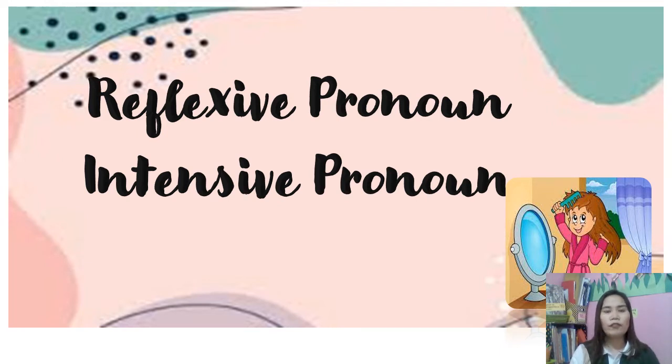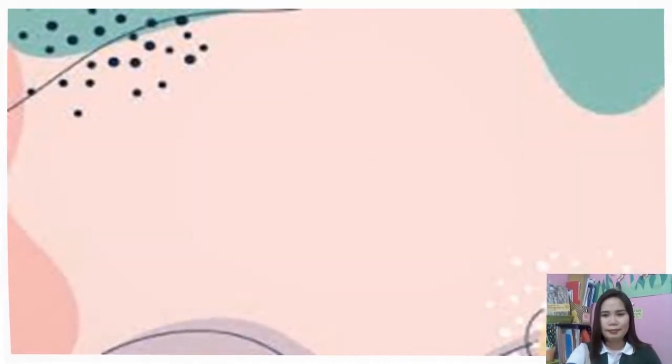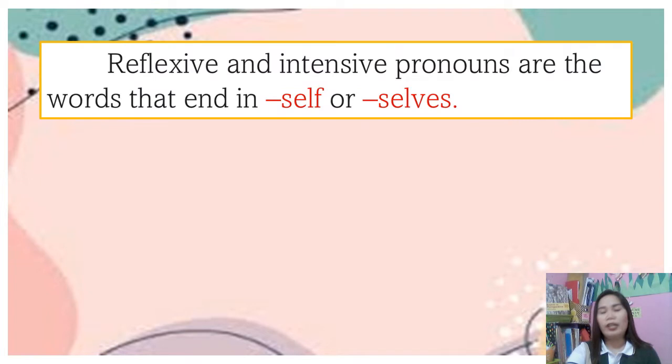We're going to find out what a reflexive pronoun is, what an intensive pronoun is, and how they are used in sentences. Reflexive and intensive pronouns are words that end in -self for singular, like for example, himself, herself, myself, and -selves for plural, like for example, themselves.